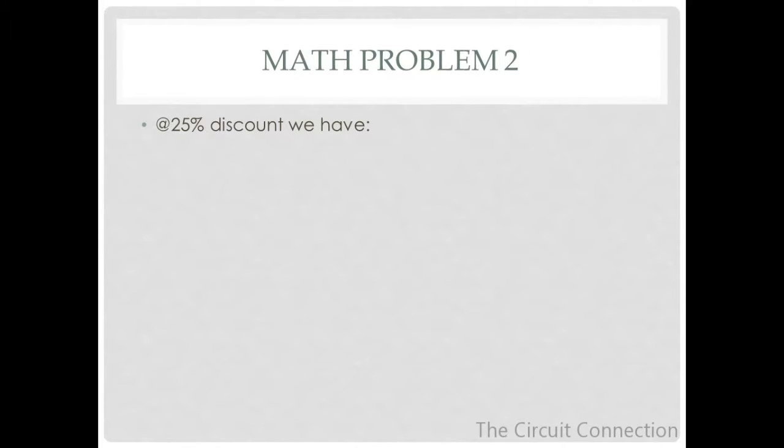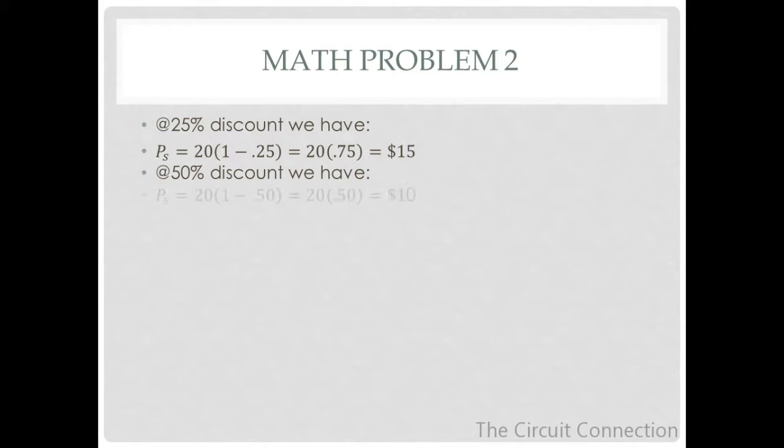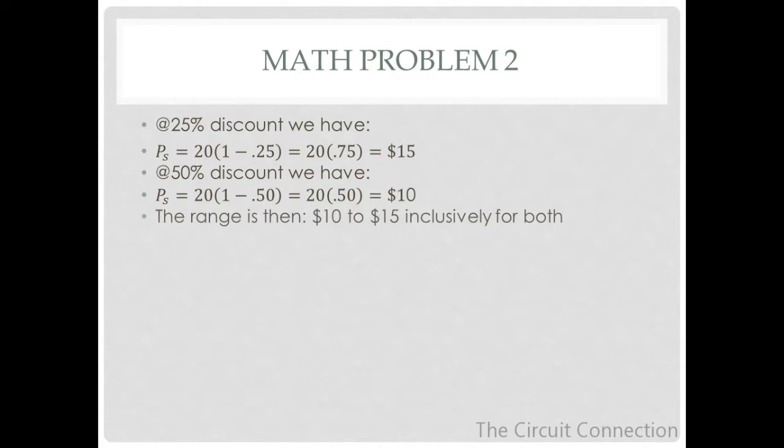At a 25% discount, we have P sub S equals 20 times (1 minus 0.25), which is going to be 20 times 0.75, which is $15. Next, at a 50% discount, we have P sub S equals 20 times (1 minus 0.5), which equals 20 times 0.50, which is equal to $10. The range is then from $10 to $15 inclusively for both.